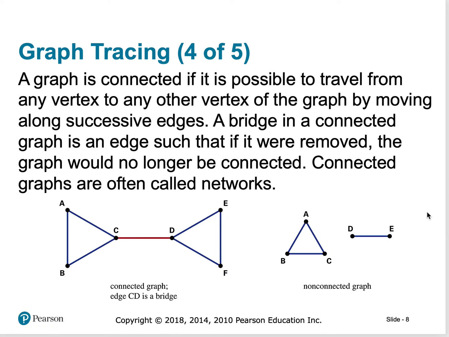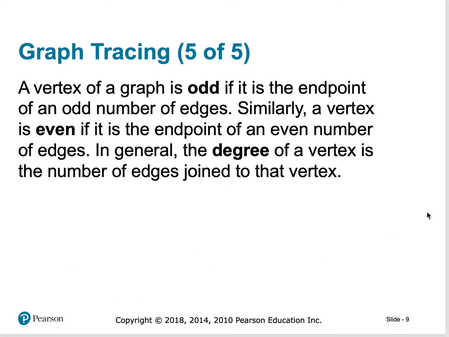A graph is connected if it is possible to travel from any vertex to another vertex by using successive edges or lines. A bridge in a connected graph is an edge that, if removed, shows the graph would no longer be connected. Connected graphs are what we call networks. If you look at the connected graph, the figures are connected. In a non-connected graph, the figures aren't connected. Nothing connects the triangle to the line segment.